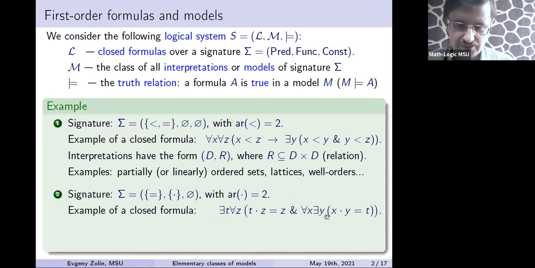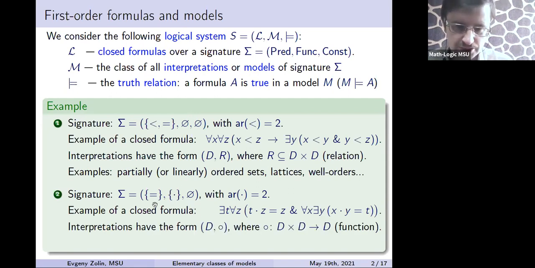Similarly, we can write the axioms of groups, and similarly for rings, fields, and so on. So we can always consider that groups have only the multiplication symbol, fields have only the multiplication and addition symbols, and so on. Interpretations now are of the form: a set D and a binary function, a function with two arguments. And we have, of course, examples of some natural classes like groups, semigroups, monoids, and so on.